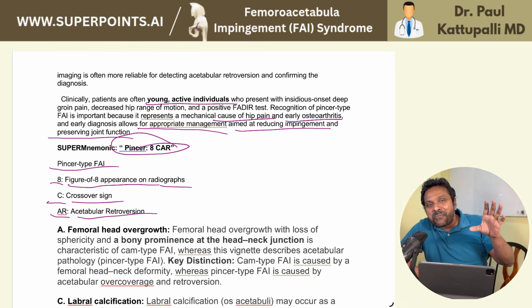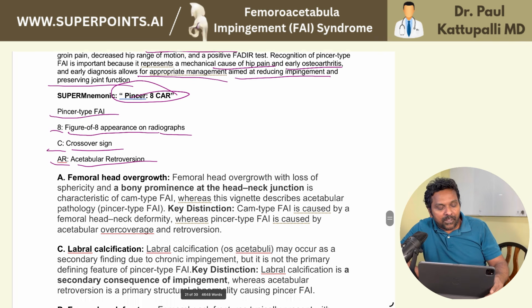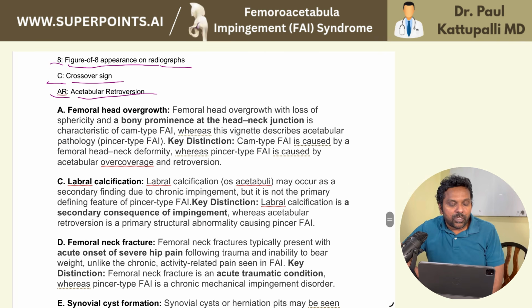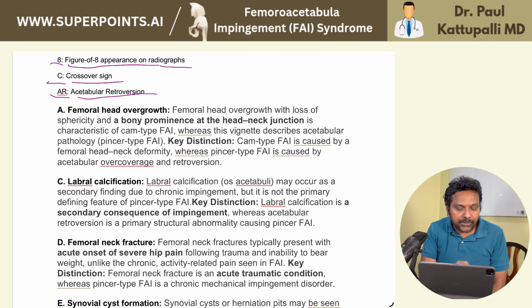So that can come as a question by itself. Then there is crossover sign that can come as a question. Then there is acetabular retroversion that can come as a question. So this mnemonic encompasses so many things. So it's well worth remembering. Then we will go to incorrect answers.